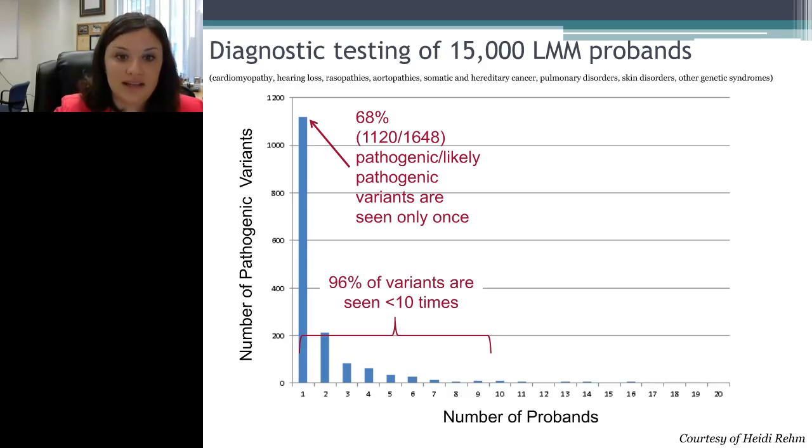As you can see on my slide here, about 68% of probands have a likely pathogenic or pathogenic variant that we only see a single time. And 96% of variants are seen less than 10 times. What this really means for us in terms of variant interpretation is that this is going to be a long process. I don't think it's going to end anytime soon. In every single case that you see, there are many, many new variants that are identified in patients that need to be assessed for pathogenicity.